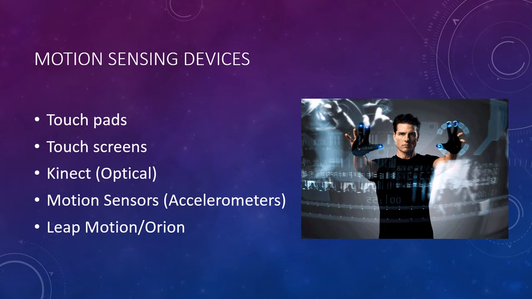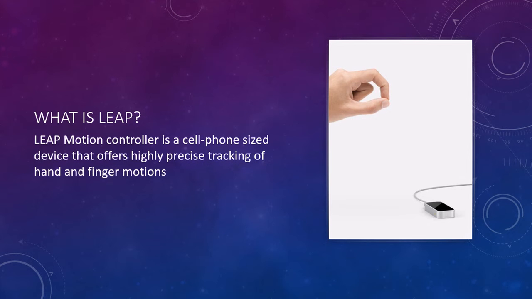There are motion sensors that you can wear on your hands, like the gloves shown here, that use accelerometers. You have the motion sensors in your cell phones and smartphones that can detect the motion of the phone itself. And again, my topic for this presentation, the LeapMotion device, which hopefully some of you are familiar with. And if you're not, you will be in a few minutes.